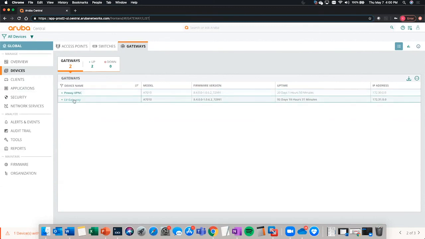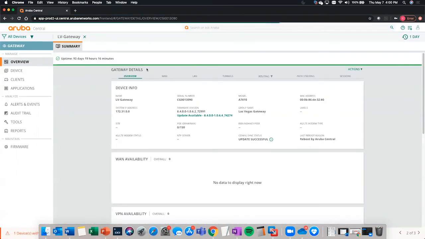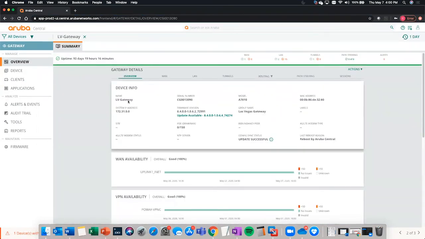So let's click into the Las Vegas gateway. This will give me a little bit more in-depth information about what's going on. So I'm able to get the system IP address. That system IP address that we're seeing here is actually that internal IP address for the tunnels that are being brought up between the VPNC and the SD-Branch sites. So this gives you your information about code versions, and the great thing is it's telling you that you have a code version available, and all we have to do is click onto this. It'll upload the new code to the box and reboot the box. So very simple, very easy to manage.